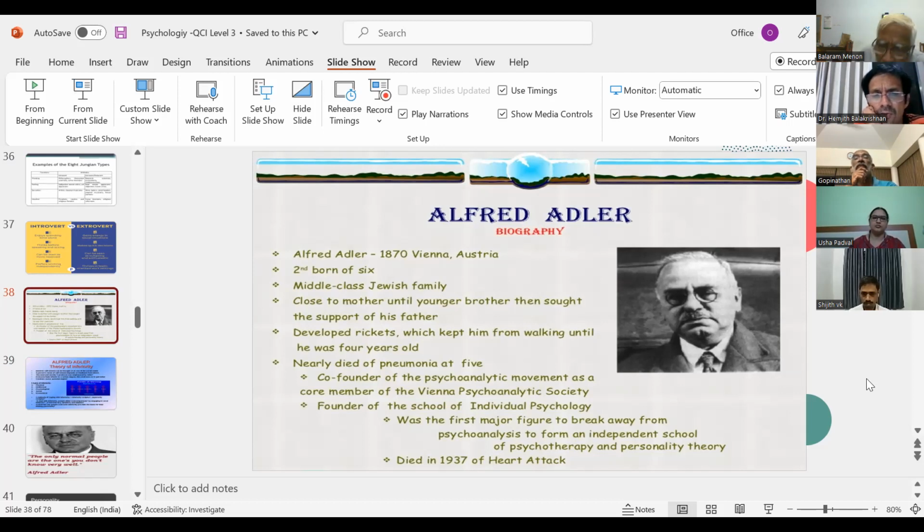Developed rickets, which kept him from walking until he was 4 years old, and nearly died of pneumonia at 5. He is the co-founder of the psychoanalytic movement as a core member of the Vienna Psychoanalytic Society, founder of the School of Individual Psychology, and the first major figure to break away from psychoanalysis to form an independent school of psychotherapy and personality. He died in 1937 of a heart attack. So from psychoanalytic schools, it has now slowly moved into psychotherapy.